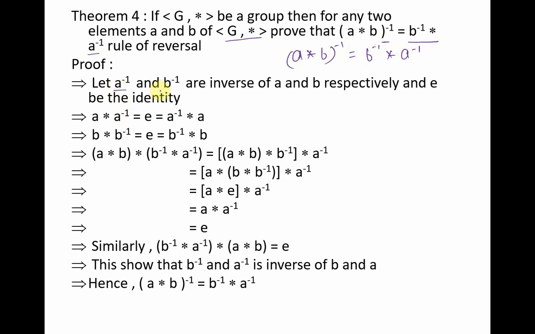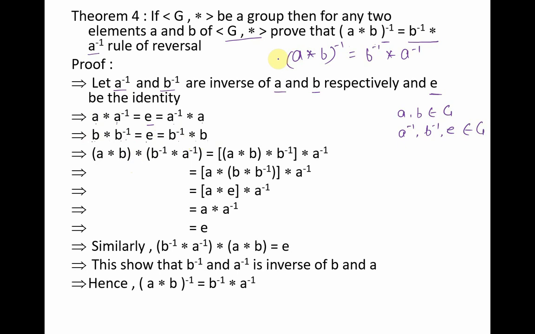Let A inverse and B inverse be the inverses of A and B, and let E be the identity element. Please remember, if A and B belong to G, then A inverse, B inverse and E also belong to G. Now as A inverse is the inverse element of A, I can write A star A inverse, or A inverse star A, is equal to E. Similarly, as B inverse is the inverse of B, I can write B star B inverse is equal to B inverse star B is equal to E.